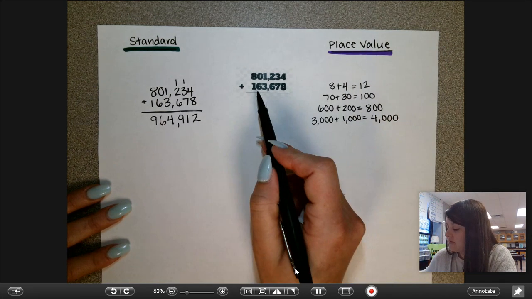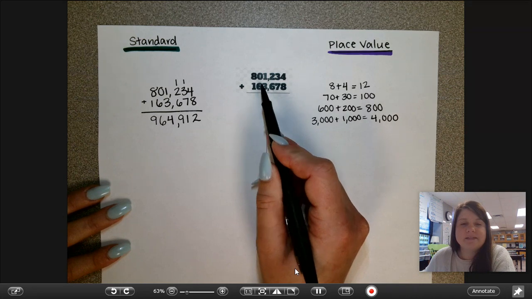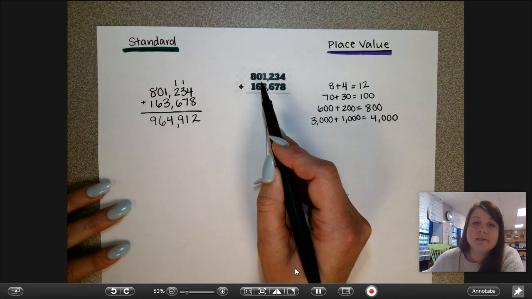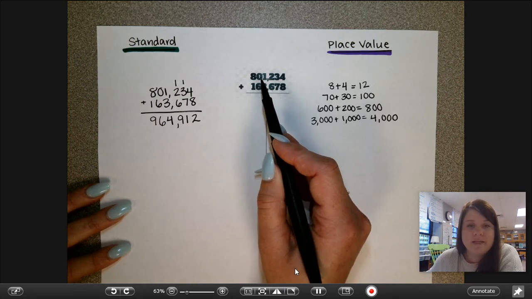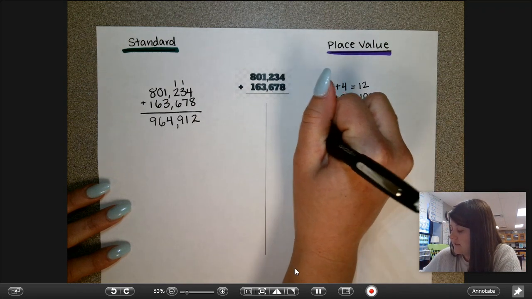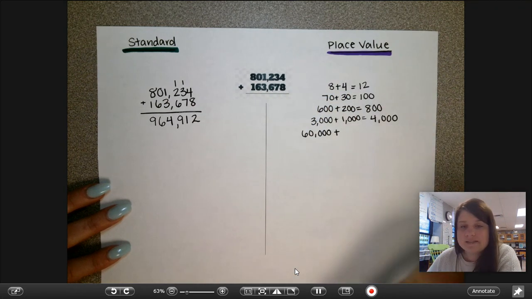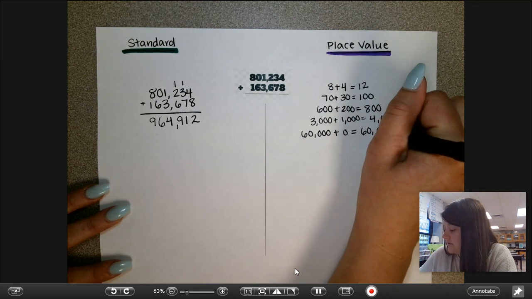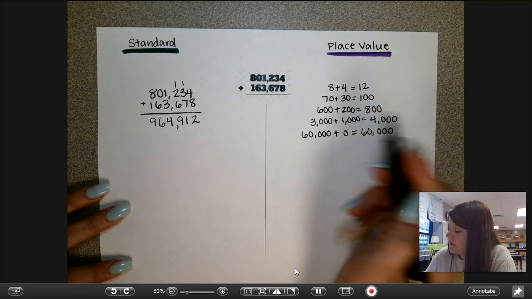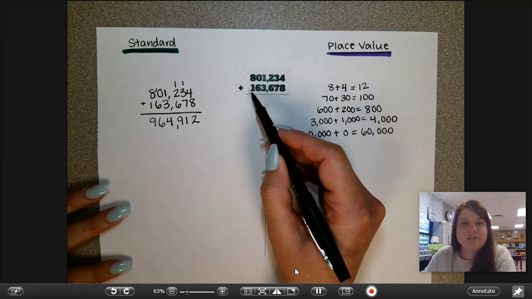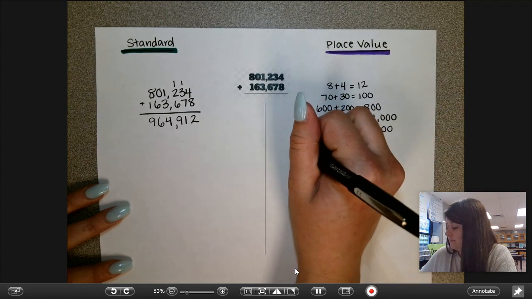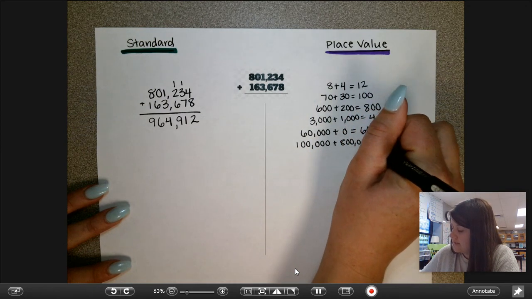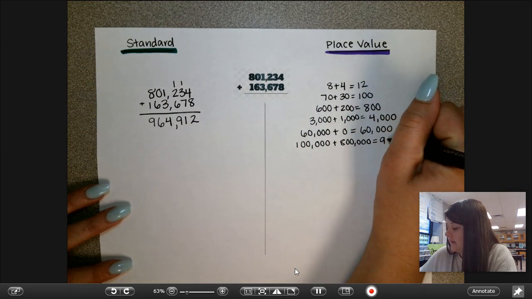Next, I'm going to go to the 10,000s place, and I see 60,000, but I see a 0 here. So really, that's going to give me an answer of just 60,000, but to keep track for myself, I'm going to do plus 0. So 60,000 plus 0. And 60,000 plus 0 is just 60,000. Last, I'm going to do my 100,000s place, and I see 100,000 plus 800,000. And I know that 100,000 plus 800,000 equals 900,000.